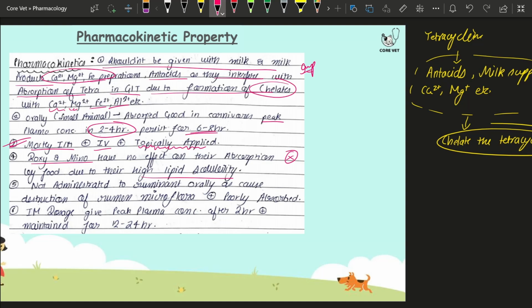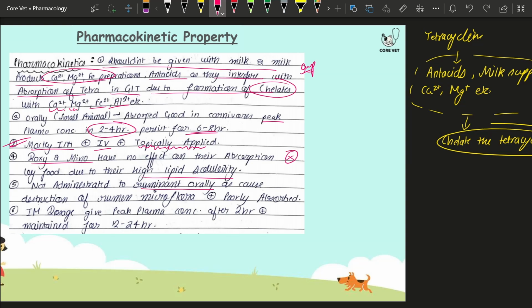And if we talk about the ruminants, the oral absorption in the ruminants is poor due to the presence of microflora in the rumen. The rumen microflora is going to degrade the tetracycline before it reaches the blood circulation. So that's why it is very poorly absorbed through the oral route. So we prescribe that all the ruminants should be given tetracycline generally through the IM route, or the IV route could be prescribed, right?